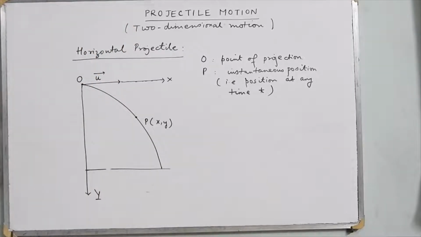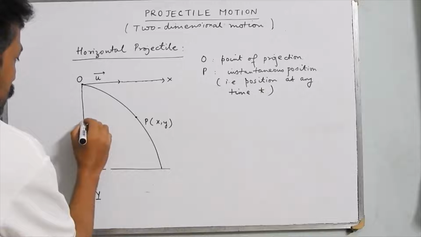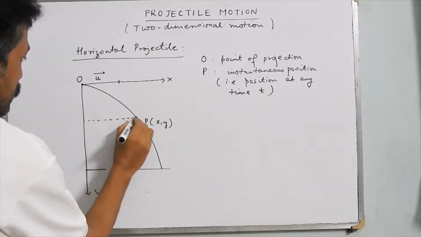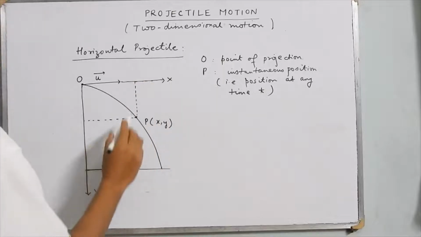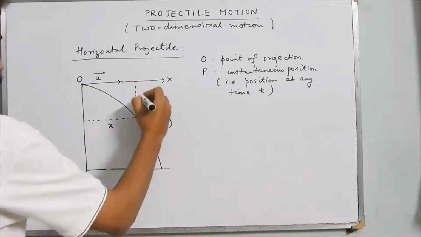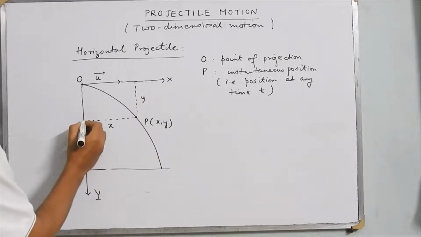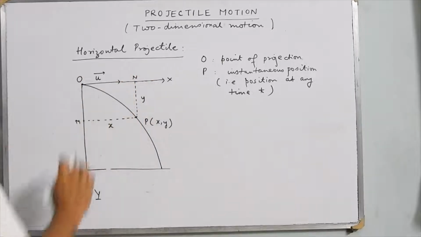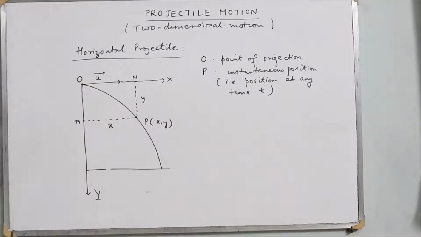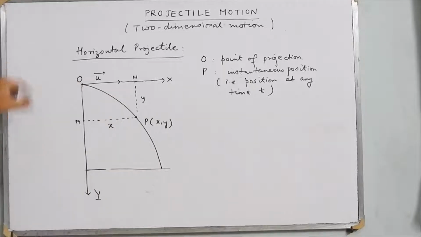That means this object has followed a curved path, and you can say that it has traveled a horizontal distance x and a vertical distance y. So this distance is obviously x and this distance is obviously y. If I name this point as point M and this point as N, then ON is also x and OM is also y.